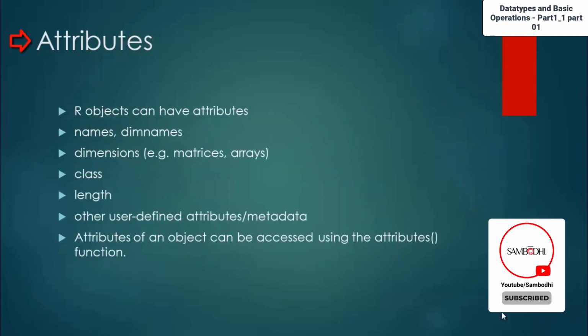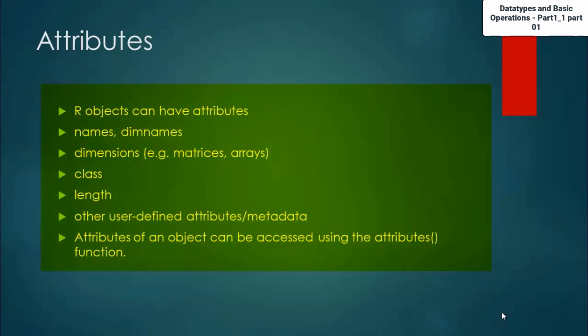Next we will see about attributes. R objects, not just R objects, in general objects will have attributes. For example, names, dimnames. Dimnames are nothing but dimension names. And in the case of matrices or arrays, dimensions, class, length, and you can define other user-defined attributes as well, which you can call metadata, which is nothing but information about data. Attributes of an object can be accessed using the attributes function.